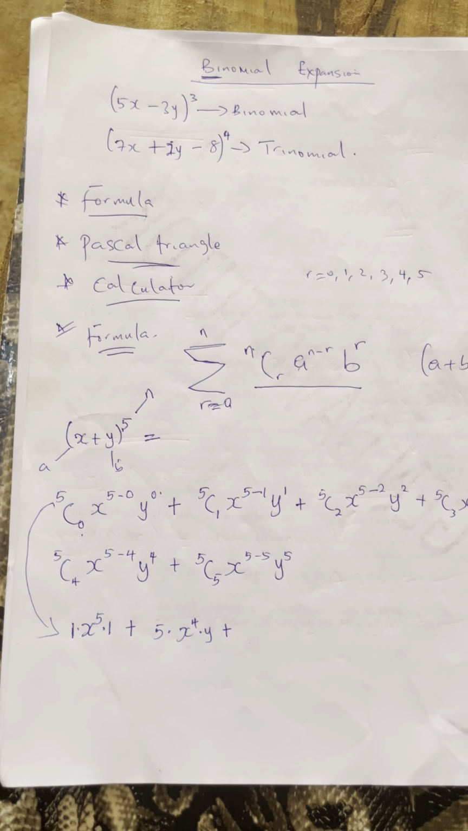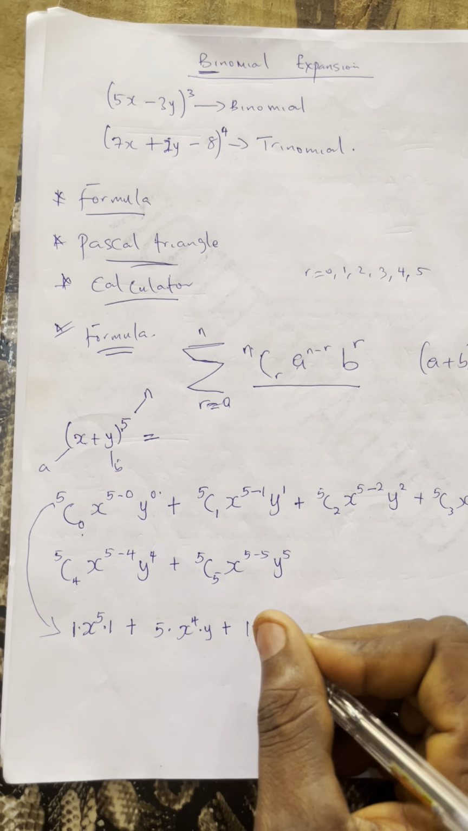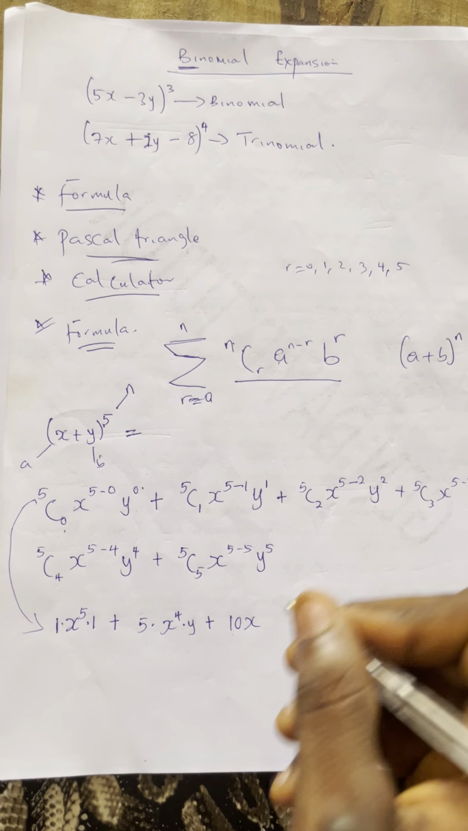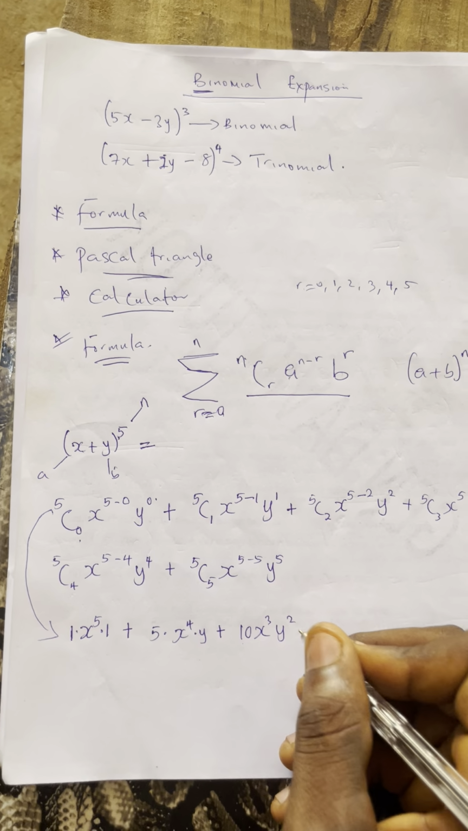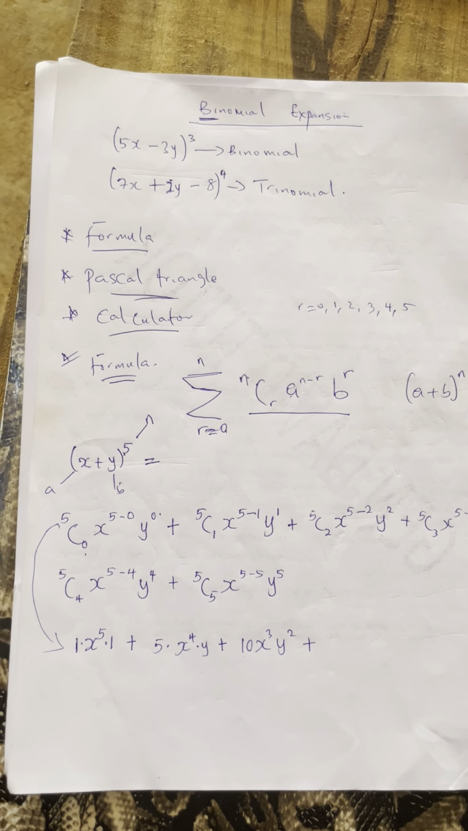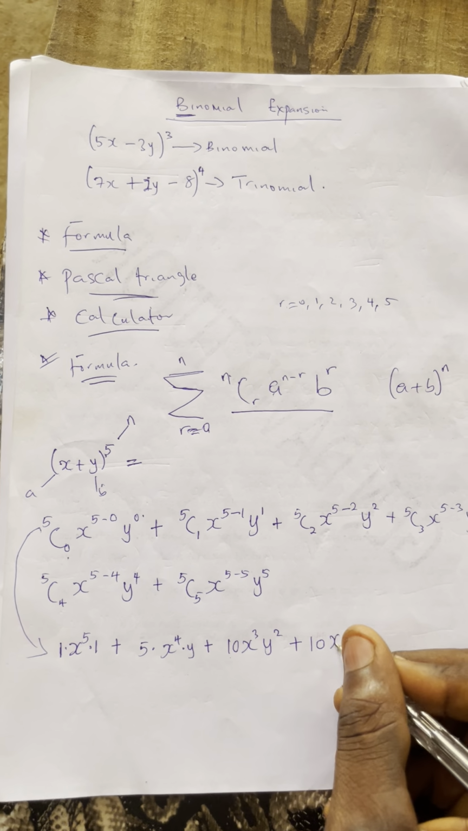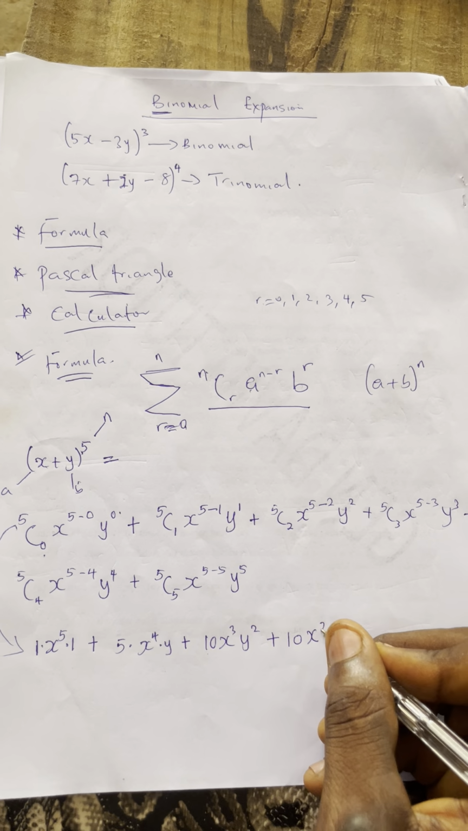5 combination 2 will give you 10. So that means we have this to be 10. Then x raised to power 5 minus 2, that's 3. Then y raised to power 2 plus 5 combination 3 will give us, let's press it, 10 as well. So 5 combination 3, that's 10. Then x raised to power 5 minus 3, that's 2.